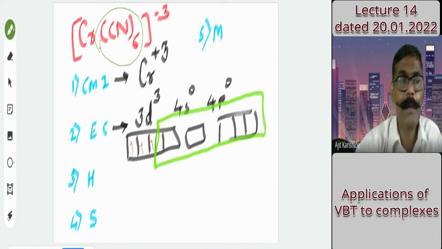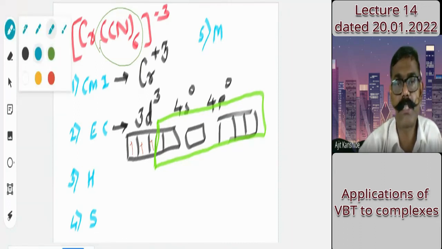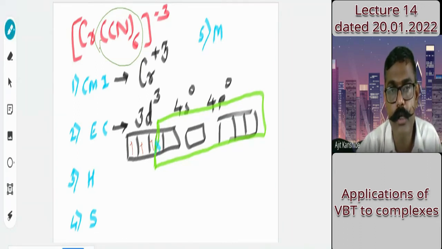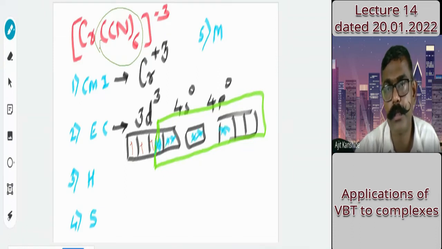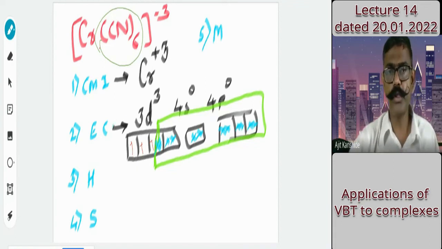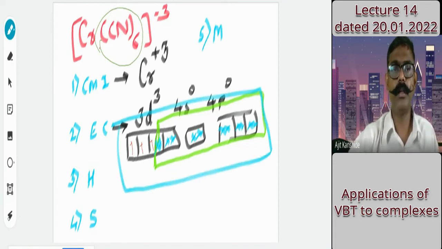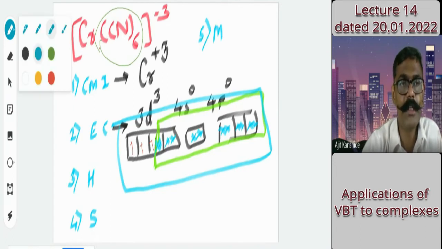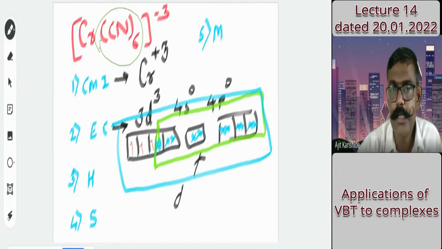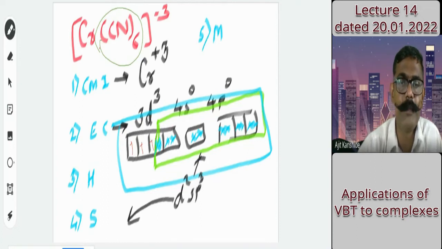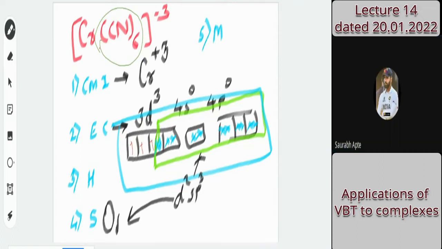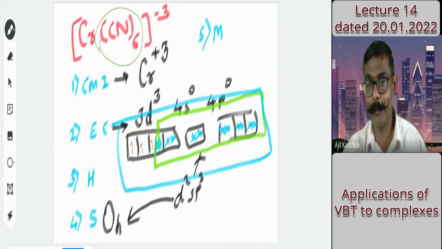So in those hybrid orbitals, the electrons from the ligand, two electrons from each cyanide ligand, will be filled. So this is the electronic configuration for that complex. What is the hybridization here? The hybridization here is d2sp3. If d2sp3 hybridization, what will the structure be? Octahedral. Right, octahedral. How can you represent that?